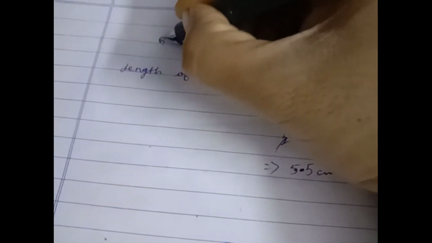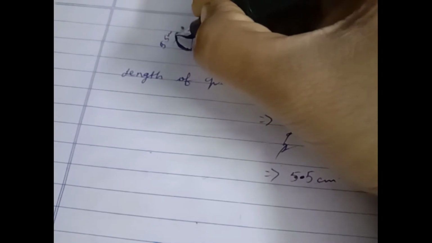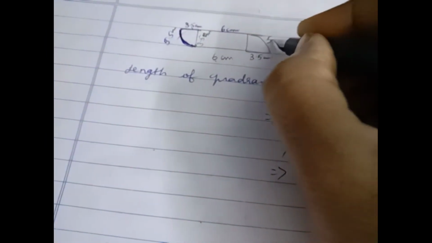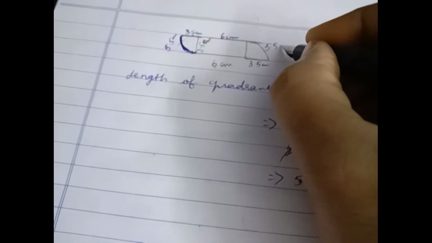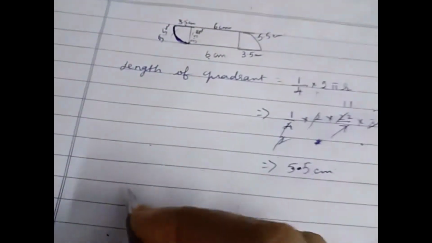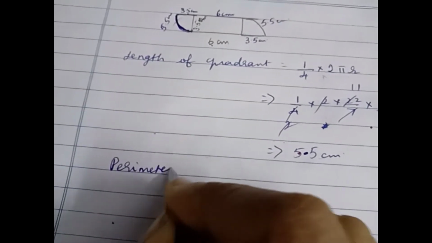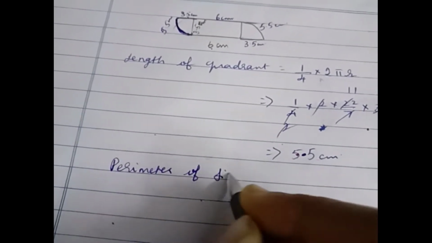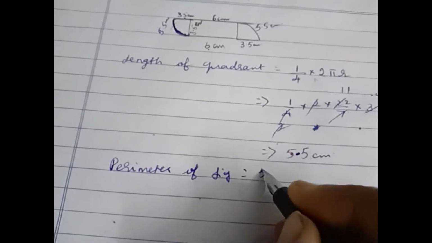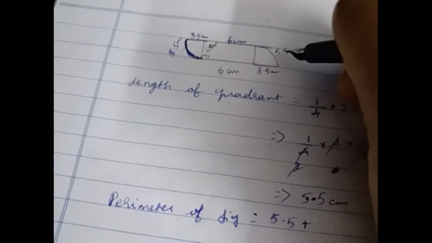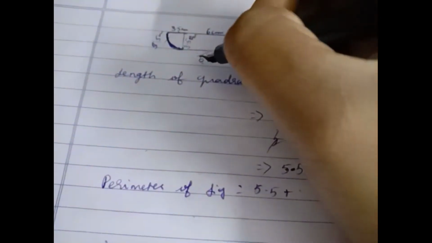If this arc is 5.5, the length of the quadrant is 5.5, which means here is also 5.5 centimeter. Now find out the perimeter. Perimeter of figure is equal to 5.5 plus, so start from here, 5.5 plus 3.5, 6 plus 5.5, 3.5 plus 6.